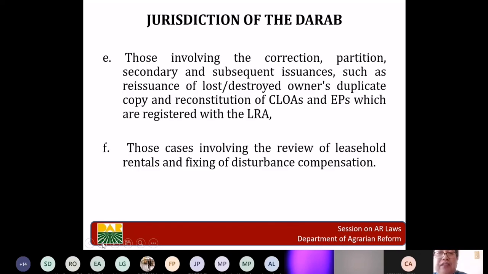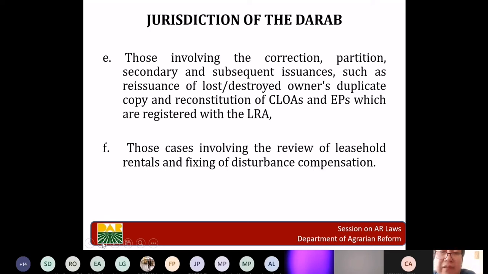Those involving the correction, partition, secondary and subsequent issuances, such as issuance of lost or destroyed owner's duplicate copy, and the constitution of ROAs and EPs which are registered with the LRA. We maintain in the DARAB the jurisdiction of DAR on the issuance of second owner's copy, but we have a conflict of opinion regarding this with the Land Registration Authority, because according to LRA, only the regional trial court can order the Register of Deeds to issue second owner's copy.